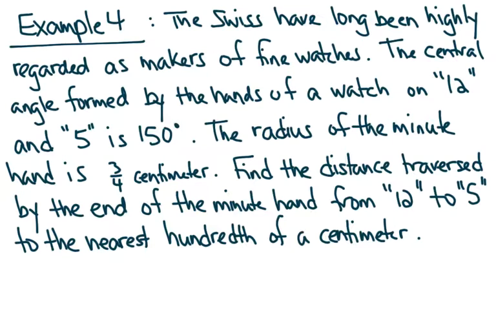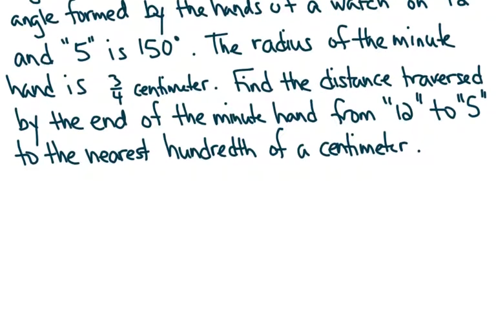Let's do this again with an application problem. The Swiss have long been highly regarded as makers of fine watches. The central angle formed by the hands of a watch on 12 and 5 is 150 degrees. The radius of the minute hand is 3/4 of a centimeter. Find the distance traversed by the end of the minute hand from 12 to 5 to the nearest hundredth of a centimeter. So in order to find the distance that the minute hand travels, it is asking you to find the arc length.